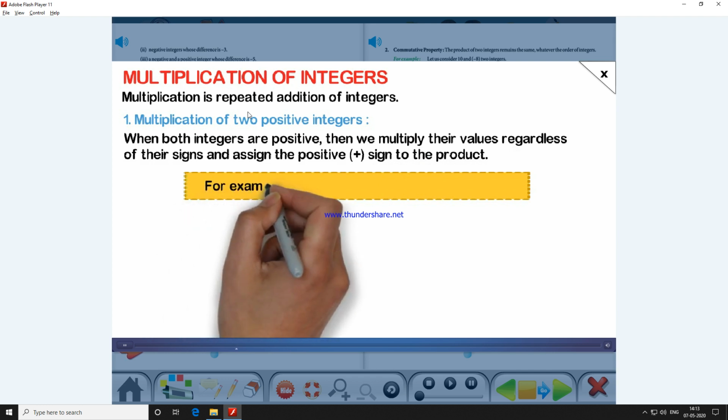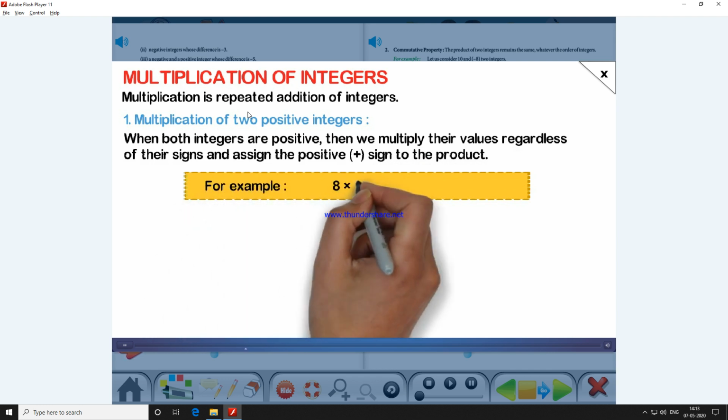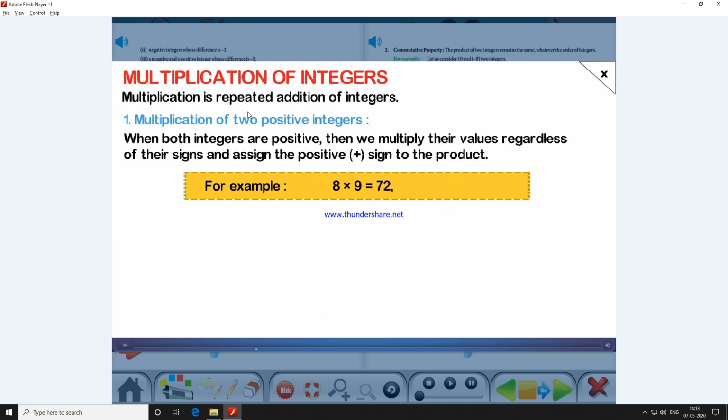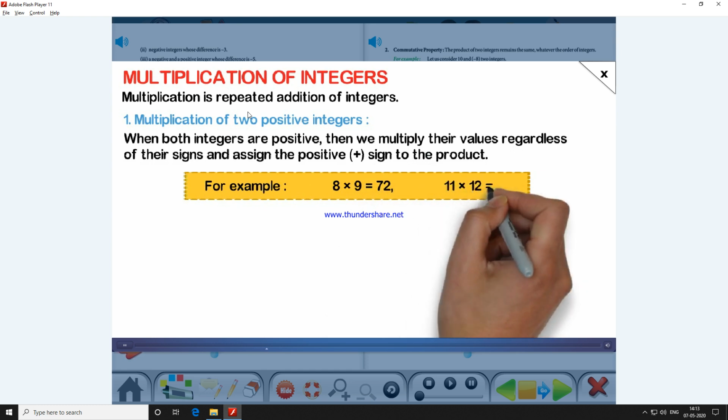For example, 8 into 9 equals 72. 11 into 12 equals 132.